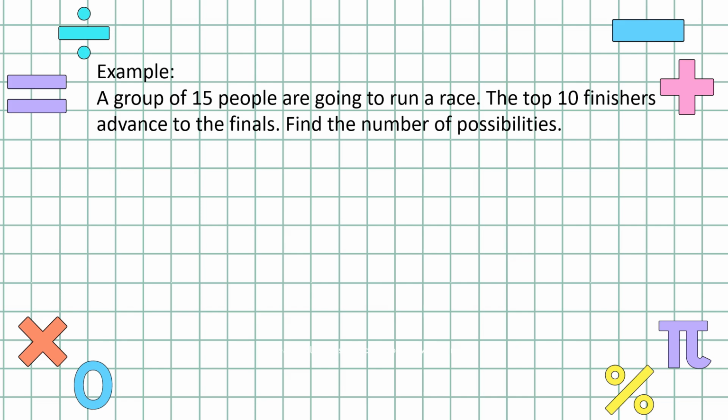Before we start answering this problem, I want you to pause this video for a while and identify whether it's a permutation or a combination problem. In this problem, we have a group of 15 people who are going to run a race. The top 10 finishers advance to the finals. Find the number of possibilities. Now again, before you jump into solving, make sure first that you clearly understand what type of problem this is. Is this a permutation or a combination?